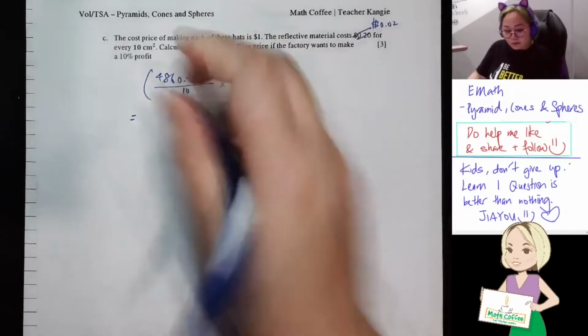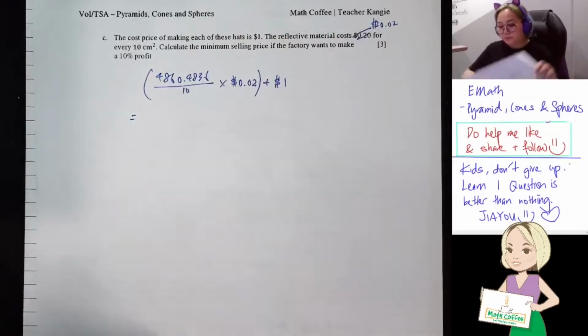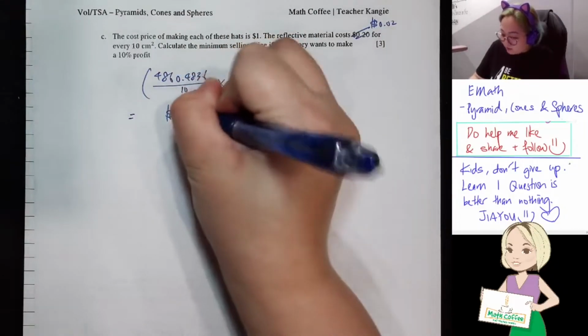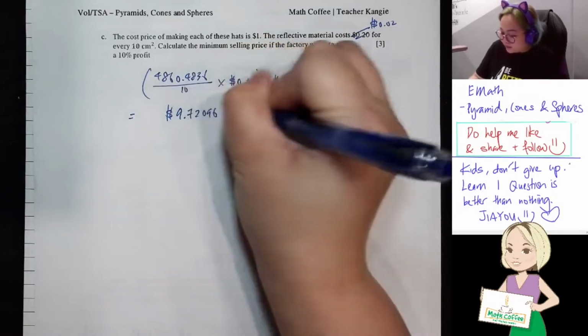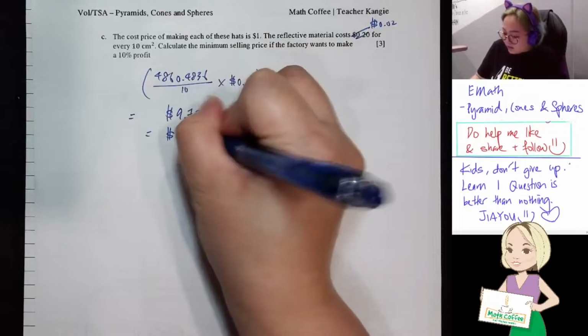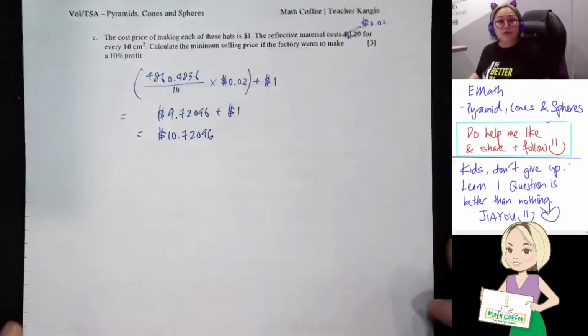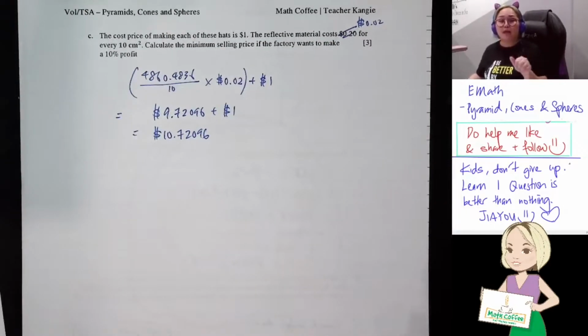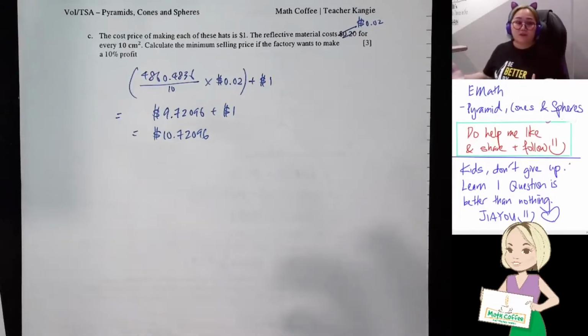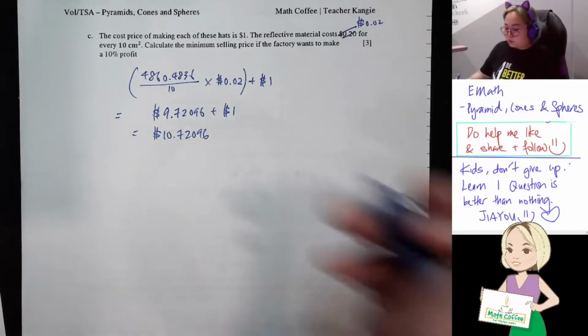So when I press the calculator, I will get 9.72096 plus $1. That will give us $10.72096. So in other words, this is the cost price to make the hat. And so they ask you to calculate the selling price. I want to make 10% profit. So this is 100% of cost. If you're going to sell it at 100% of cost price, means you make $0 profit. You want to make 10% profit, so you need to calculate.